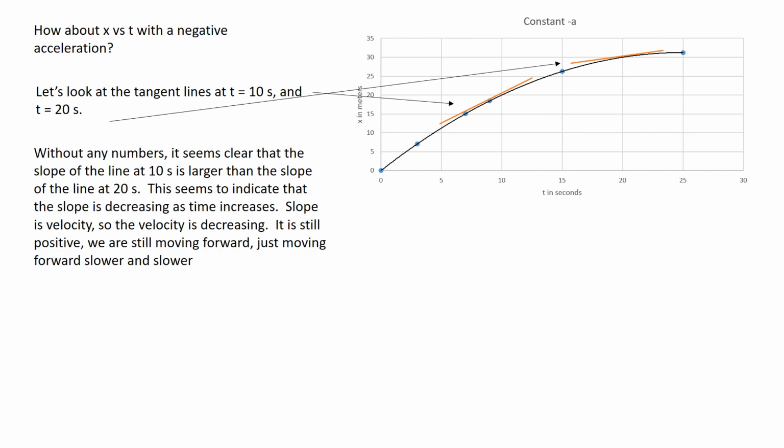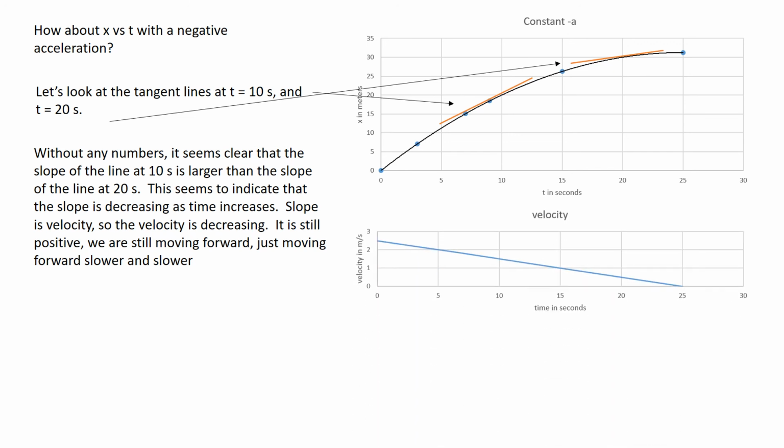Again, without any numbers, it seems clear that the slope at 10 seconds is larger than the slope at 20 seconds. That seems to indicate that my slope is decreasing as time increases. Slope is velocity, so the velocity is decreasing. It's still positive. We're still moving forward. We're just moving forward slower and slower.